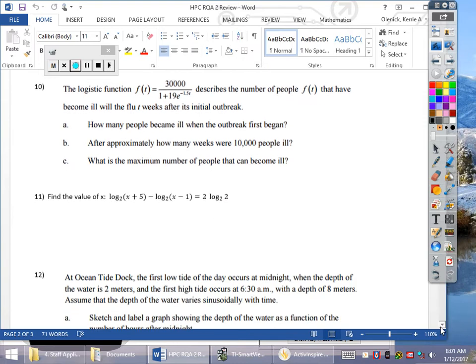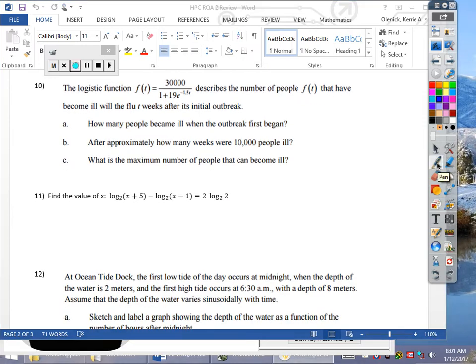Okay, how many people became ill when the outbreak first began? What do I need to do? T equals 0. Well, when I put 0 here, e to the 0 power is 1, because anything to the power of 0 is 1. So 30,000 divided by 20 is 1,500. Did I do that right? 1,500. Okay. I'm going to skip to letter C because it's the easiest.